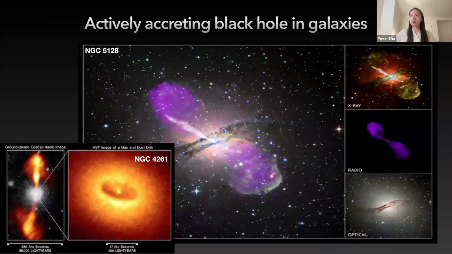And these phenomena are called AGN, Active Galactic Nuclei. So when we refer to AGNs, this is the event or phenomenon that we are referring to.